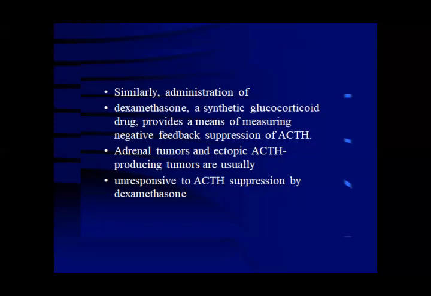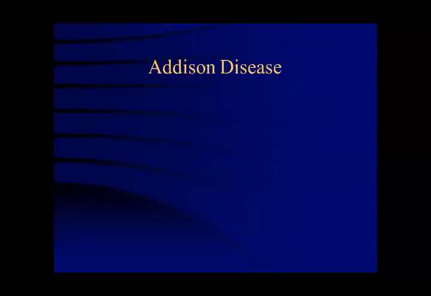Ectopic ACTH tumors are producing their ACTH on their own. They are unresponsive to ACTH suppression by the dexamethasone. So the main function of dexamethasone is to diagnose the secondary cause, the pituitary cause. So this was all about Cushing syndrome.